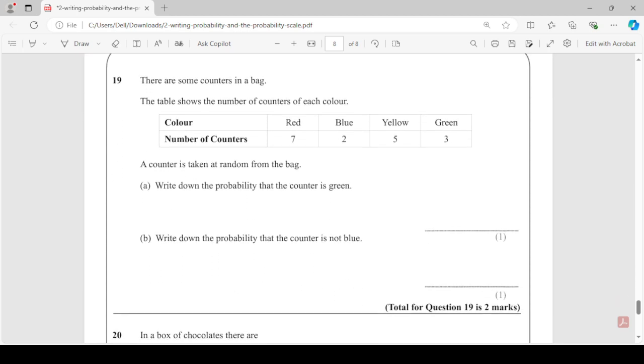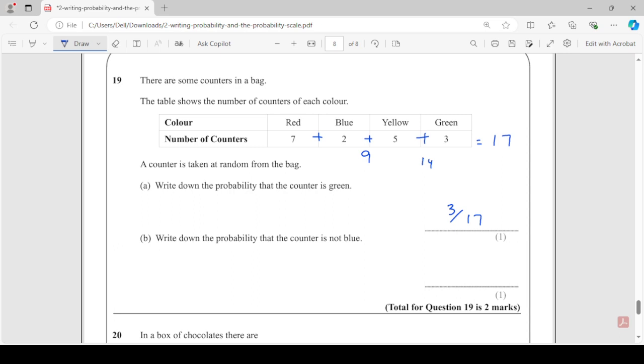Question number 19. There are some counters in a bag. The table shows the number of counters of each color. A counter is taken at random from the bag. Write down the probability that the counter is green. That is 3 over, I will add all of these numbers. 7 plus 2 is 9. 9 plus 5 is 14, and 14 plus 3 is 17.